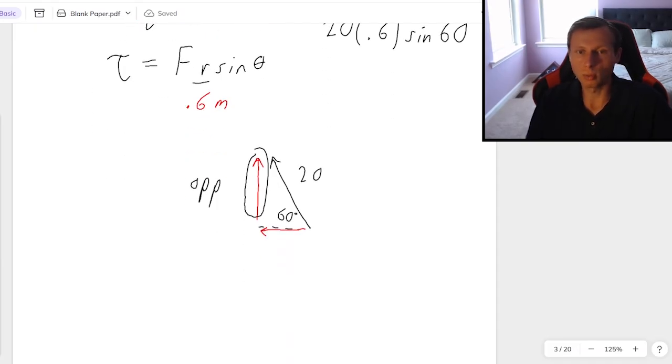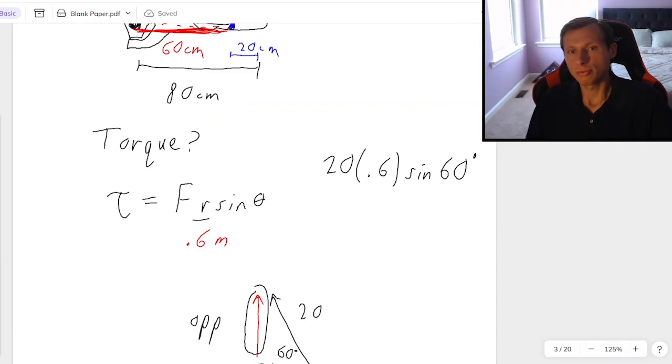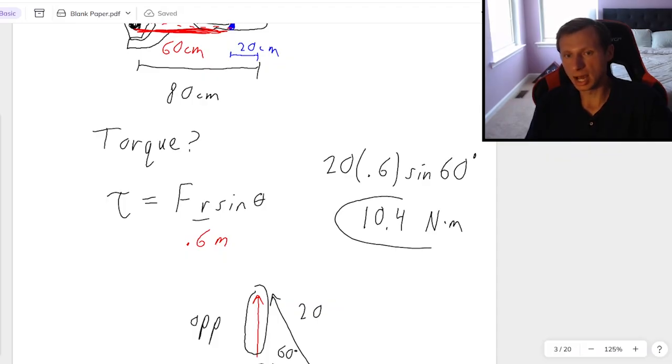And by the way, if it was this leg that I wanted, then I would simply use the cosine of 60 degrees, and that's it. So finally, back to my calculation, 20 times 0.6 times sine 60. Let me just plug that in a calculator. And that's going to give me 10.4. And then finally, the units of torque are going to be the Newton times meters. Not newtons per meter, newtons times meters, or you can just say Newton meters as one word. And there we go. That's it for the first problem.